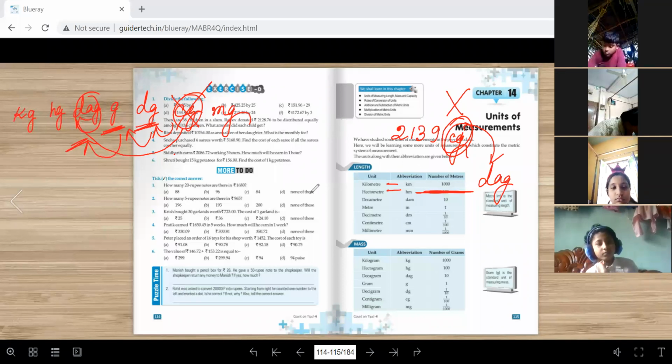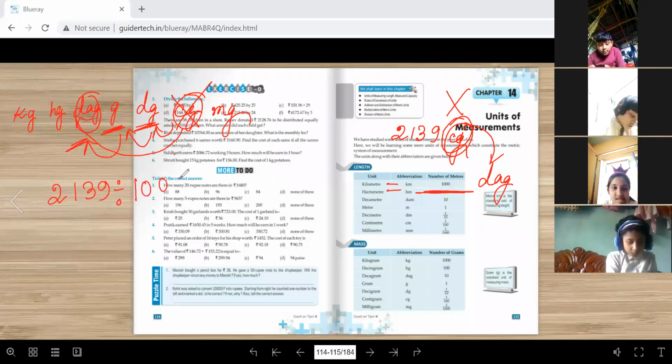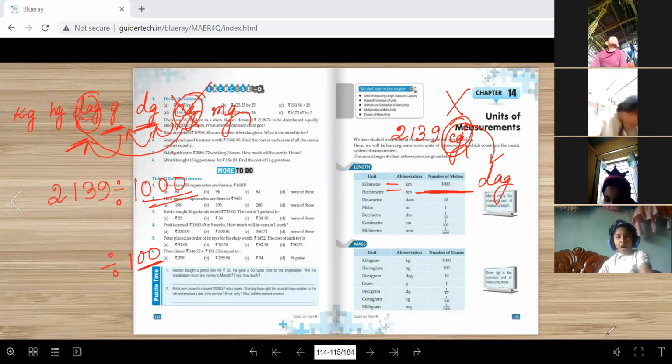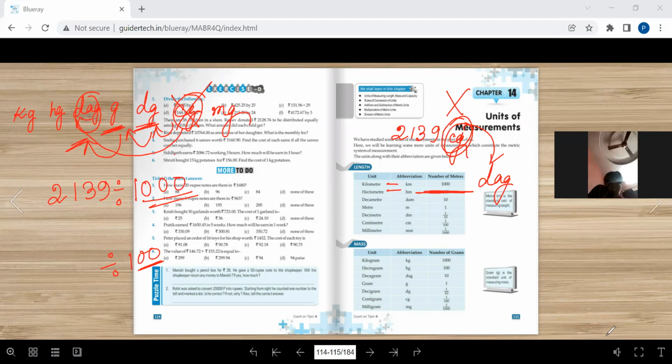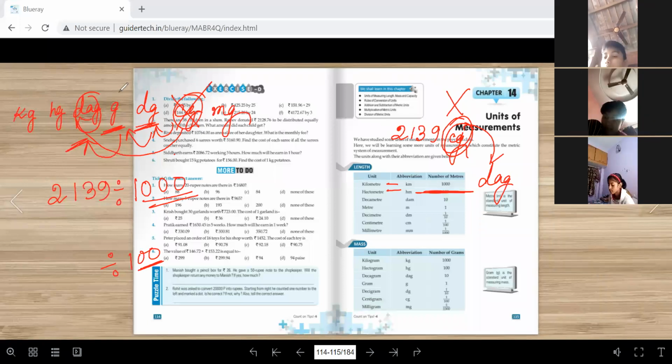3. So we will have to divide 2139 by 1 followed by zeros. How many zeros will there be? 1, 2, 3. 1000, always. Suppose 2 places, then divided by 100. Is it clear to everybody? Understood? Okay, now look, what will be the answer?